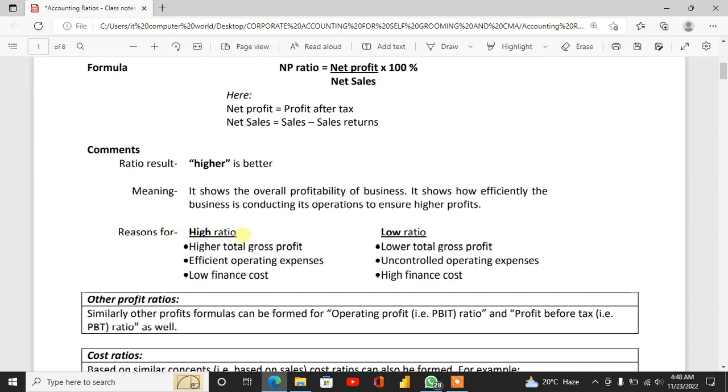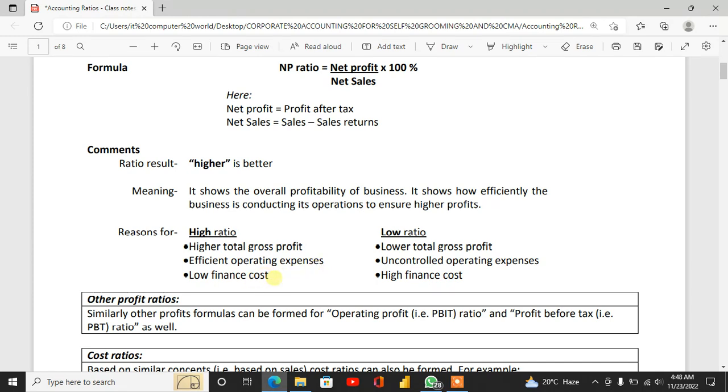Now, reasons if higher: higher gross profit, efficient operating expenses, low finance cost. If lower: lower gross profit, uncontrolled operating expenses, high finance cost. Now, in the comment section, if higher, then it is better. Higher gross profit, efficient operating expenses, low finance cost.